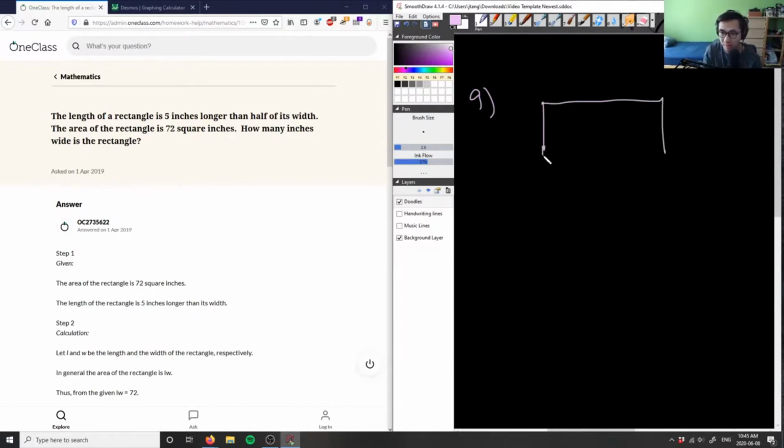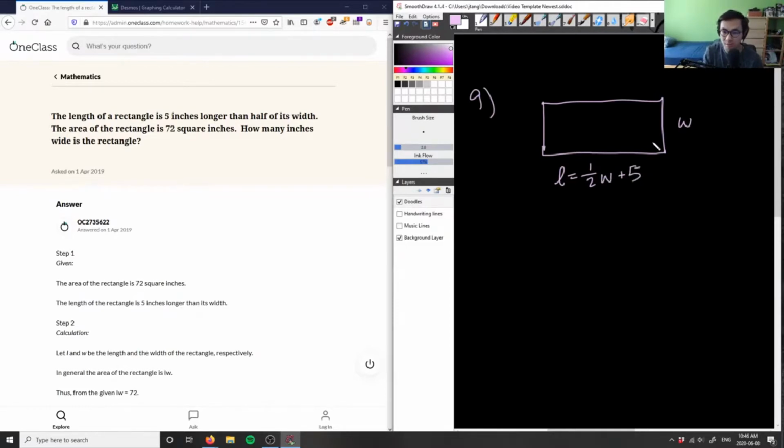We have some type of rectangle, and it says the length of the rectangle is 5 inches longer than half of its width. So we have a width here, some type of W, and the length is going to equal 5 inches longer than half of its width. So half of its width, half times W, plus 5.